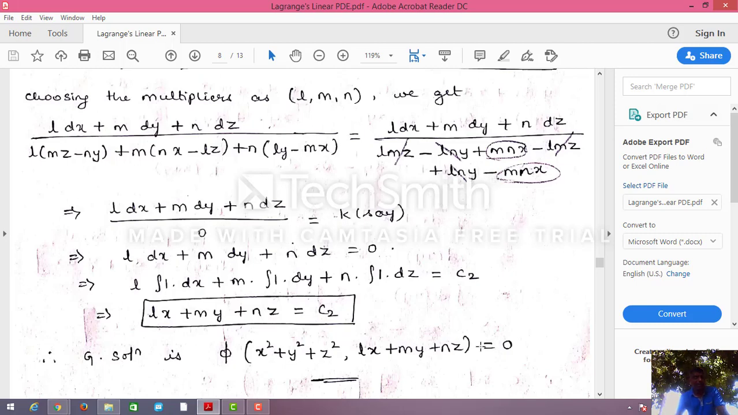So here we will choose different kinds of multipliers, or sometimes we will integrate directly. It depends on the situation and the conditions of the problem. We will choose either multipliers or we will equate direct terms. We will decide. So how do we choose the multipliers? Multipliers we will choose by trial and error method.